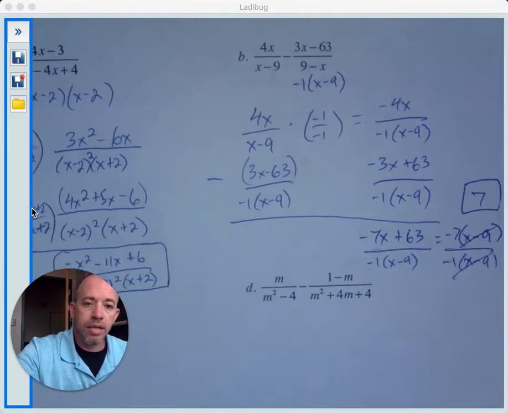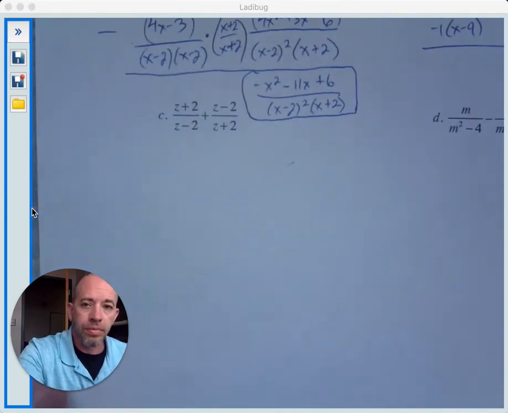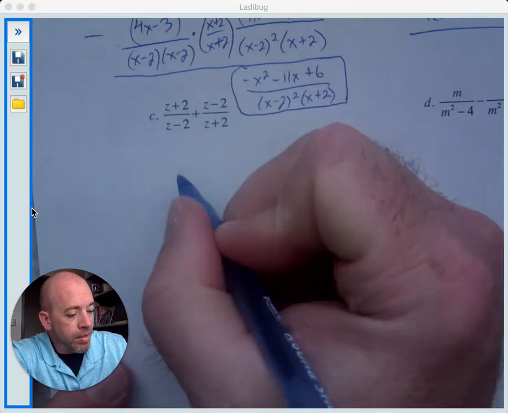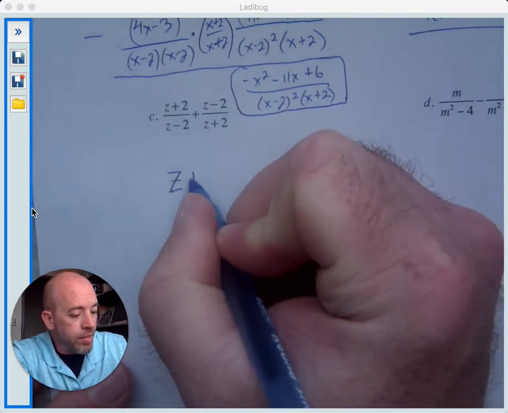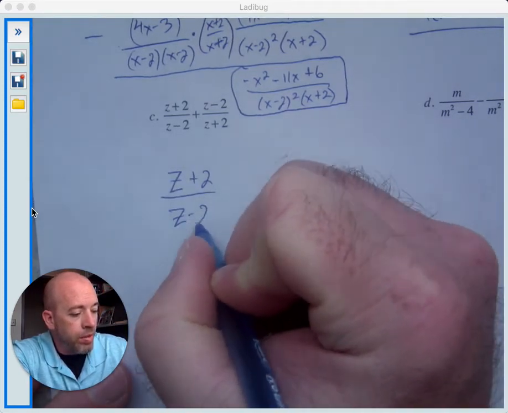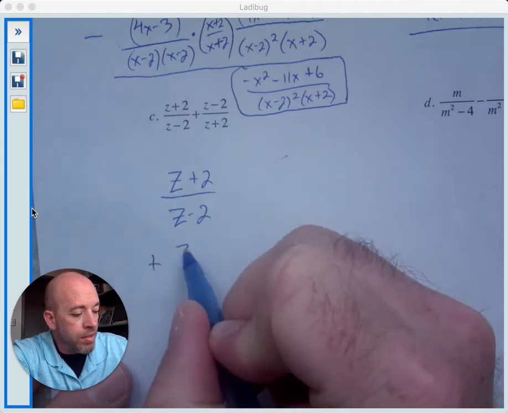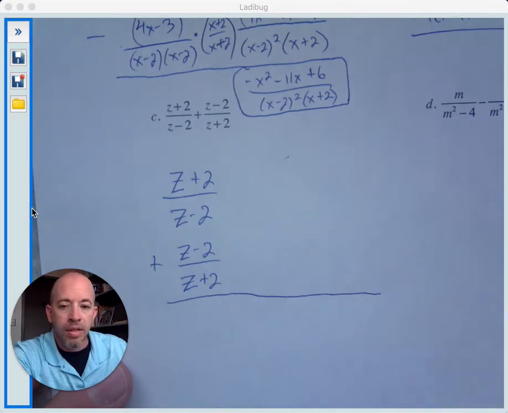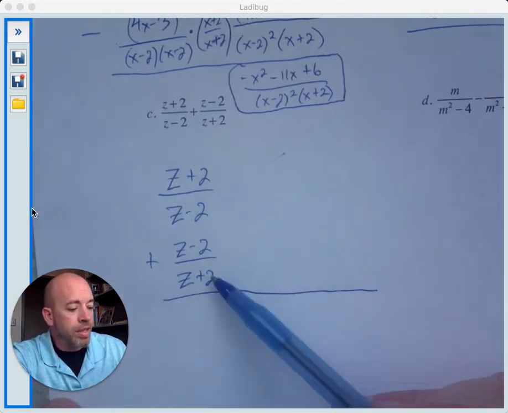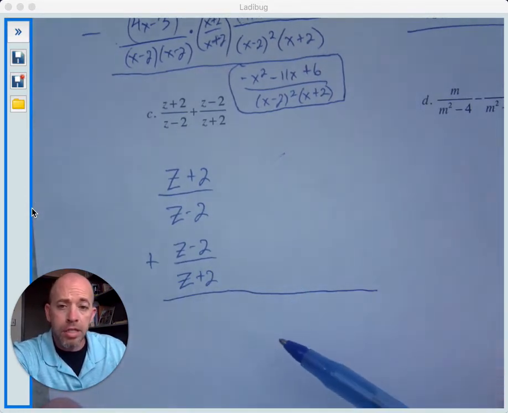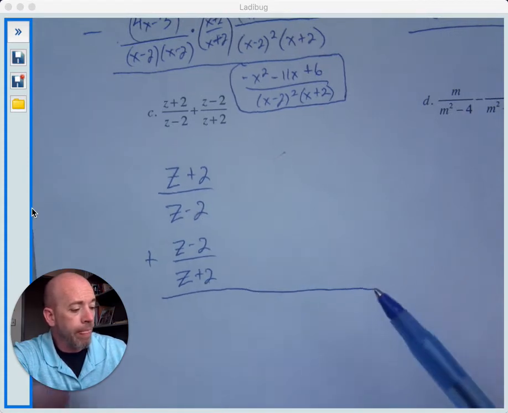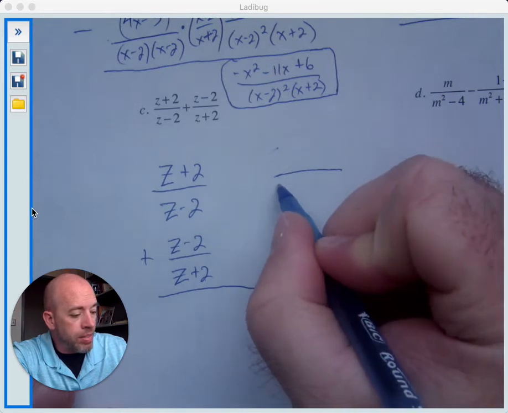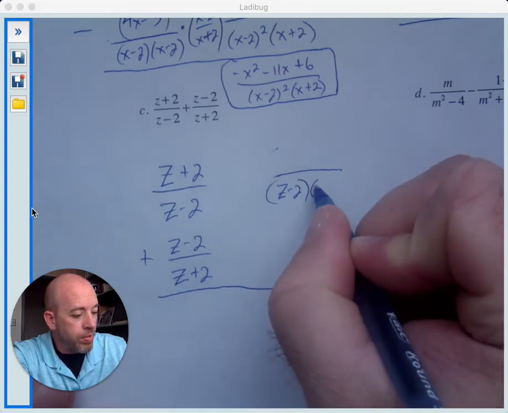All right, let's look at the next one. There's nothing we can factor, I don't believe. So I'm just going to rewrite this vertically. Z plus 2 over Z minus 2 plus Z minus 2 over Z plus 2. All right, so the two denominators cannot be factored, so the only LCD is the product of the two. So your LCD will be Z minus 2 times Z plus 2.